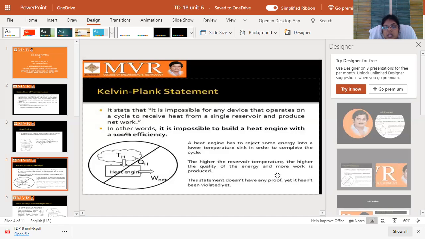And next, this statement does not have any proof, and it has not been violated. It has no proof because our cycle will not be completed. If it will not complete the cycle, how can we run the system? It is impossible. So the statement does not have any proof, and it has not been violated. So our Kelvin Planck statement violates the second law of thermodynamics.